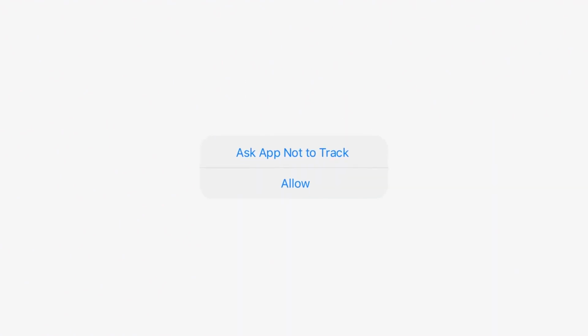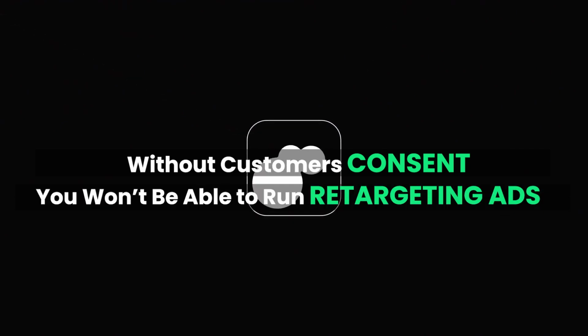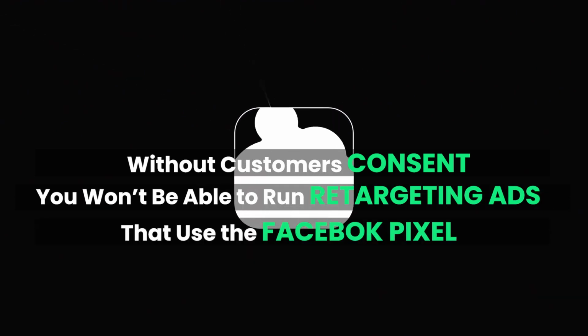In case you're not up to speed, the iOS 14.5 update has new transparency policies, and platforms like Facebook will need to ask user permission in order to access user advertising IDs. These IDs allow Facebook to track user behaviors across the internet, and without the consumer's consent, you will no longer be able to run retargeting campaigns that use the Facebook pixel to track consumer information on your product website.